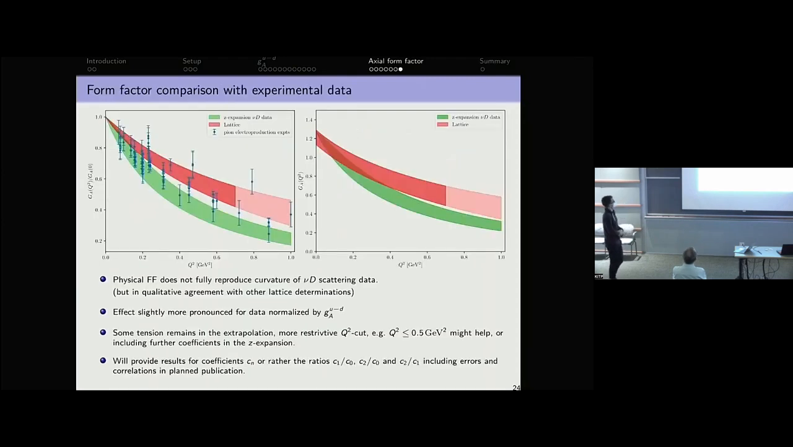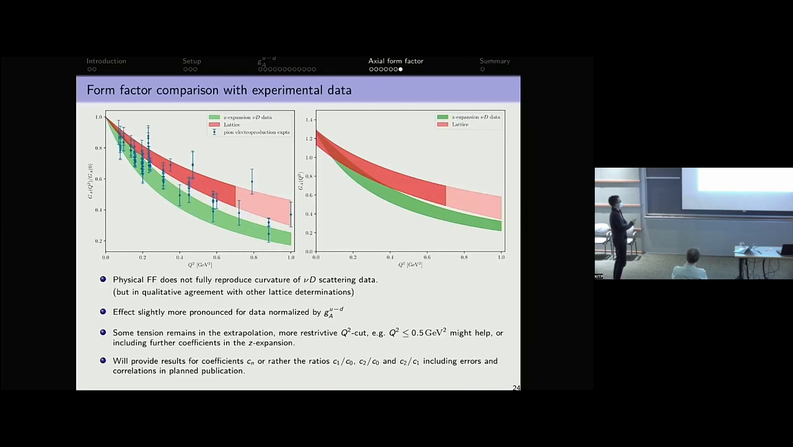The last thing I want to show is a comparison to experimental data for the form factor. On the left plot, the axial charge has been divided out, so this is normalized to the value of G_A, which is why it's set at 1, to really see the difference in the curvature only. So there's our lattice result. The dark shaded region is where this actually has support in terms of lattice data. We do a cut at Q squared equals 0.7 GeV squared at the moment, so beyond that it is essentially an extrapolation.